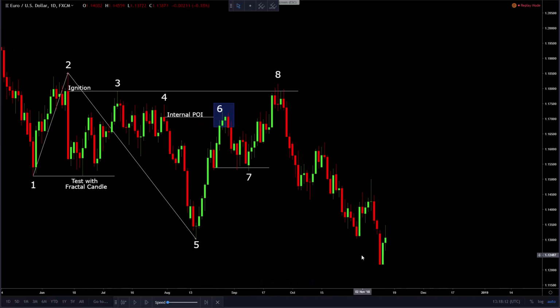As you can see, the sellers from number 8 won the battle, so this would have been a good trade opportunity with a small stop loss and a larger take profit order.